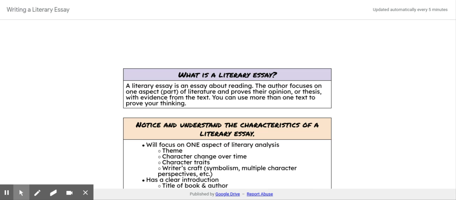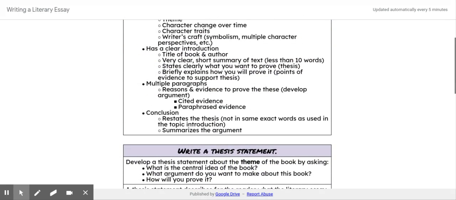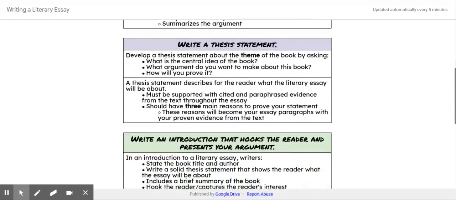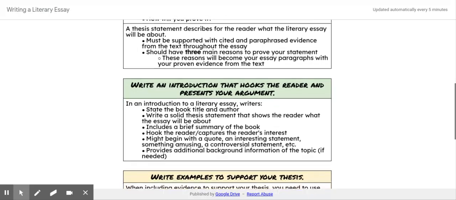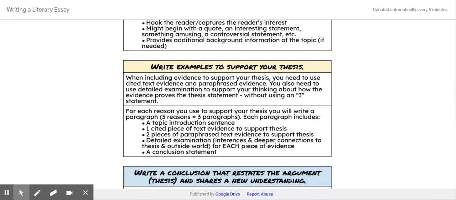In this instructional video, we're going to look a little deeper at how to write a literary essay. We've already talked about the different characteristics of a literary essay, and we've also talked about how to write a thesis statement, as well as a topic introduction. Today, we're going to focus on how to write examples to support our thinking, so we really want to support our thesis statement.